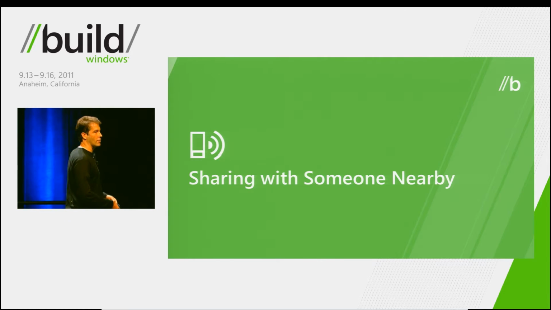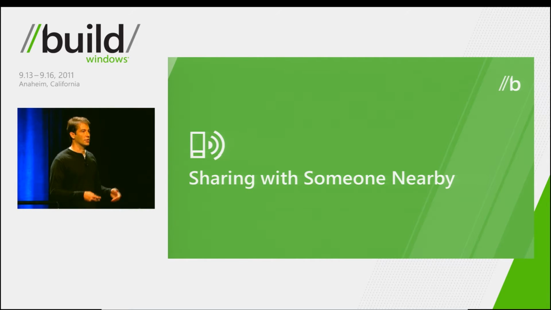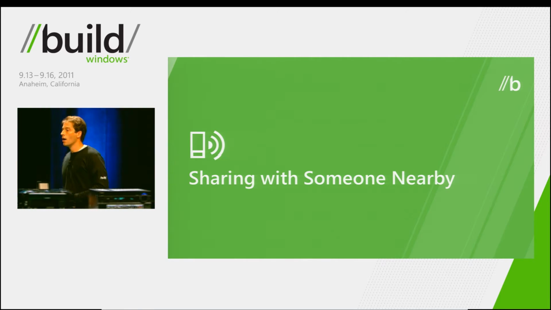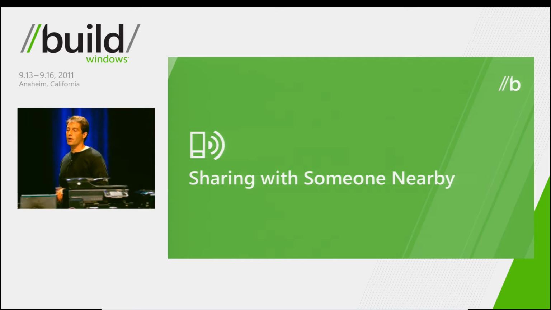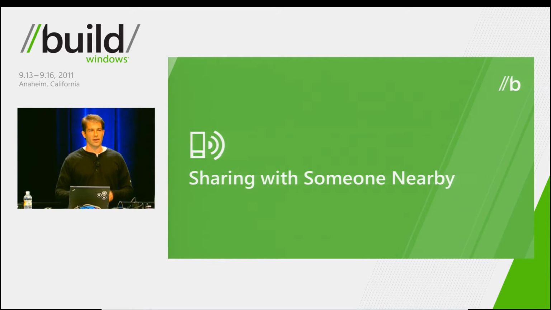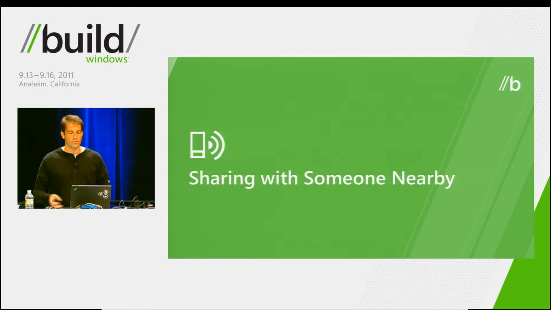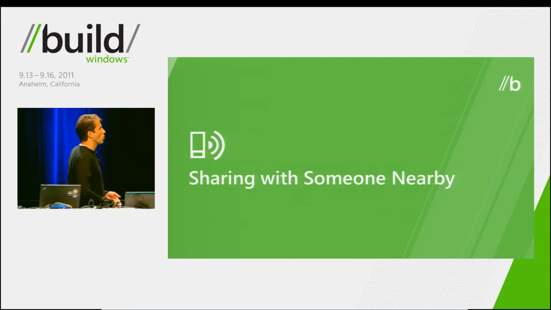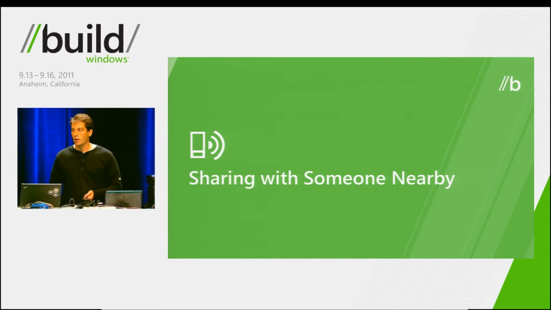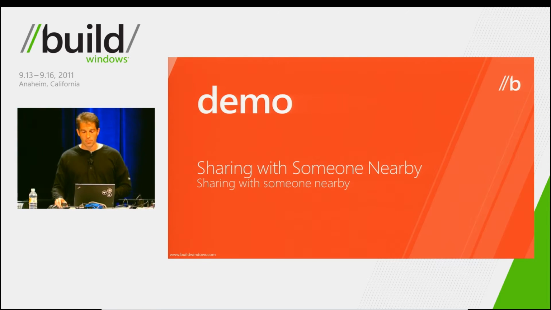Either I have to have a USB key and copy things over, but I don't know about you, I don't walk around with a USB key all the time. Or I'd have to ask you for your email address, open up an email client, attach a bunch of photos, and find those in the file system. I'd send them to you, you'd have to download them, save them, open them up, look at them. It's a lot of work. So what we wanted to do was make that a lot easier. So we created sharing with somebody nearby.